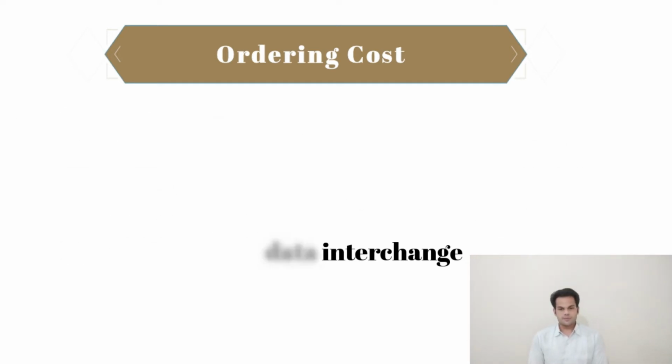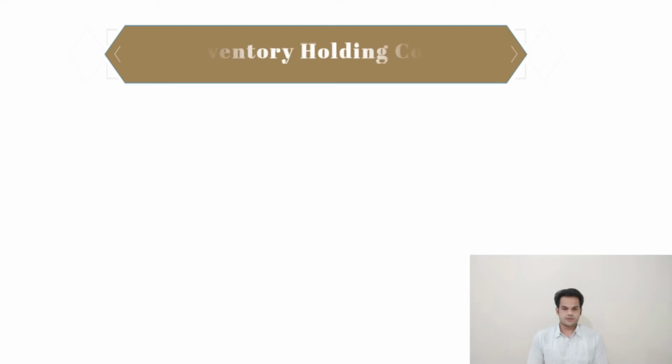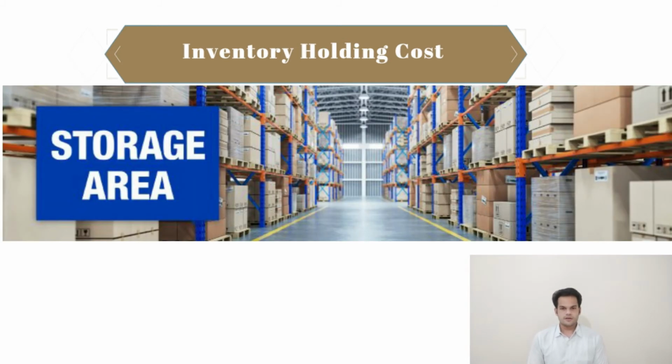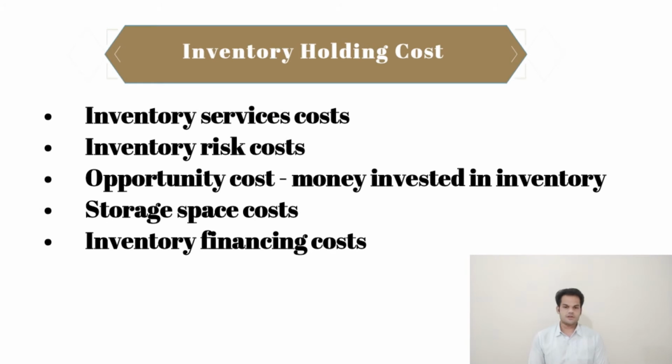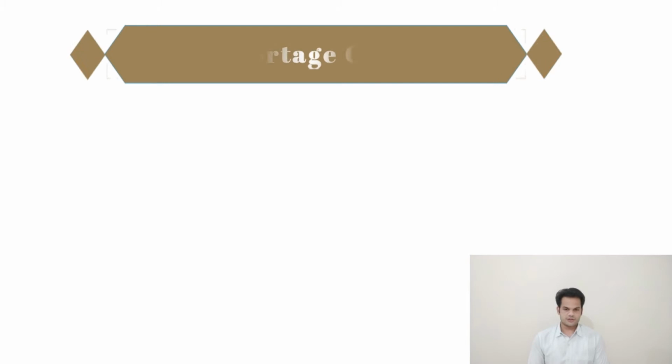Let's move on to the second type of cost, that is inventory holding cost. This is simply the amount of rent a business pays for the storage area where the inventory is stored. This can be either the direct rent the company pays for the warehouse, or a percentage of total rent of the office area utilized for storing inventory. This further includes inventory service cost, inventory risk cost, opportunity cost, money invested in inventory, storage costs, and inventory financing costs.